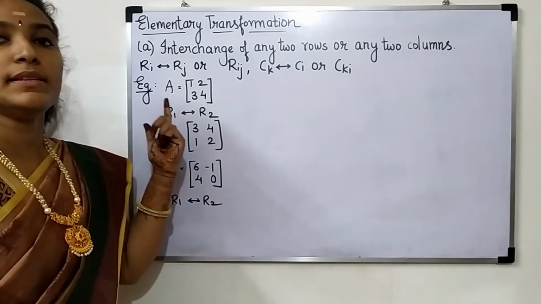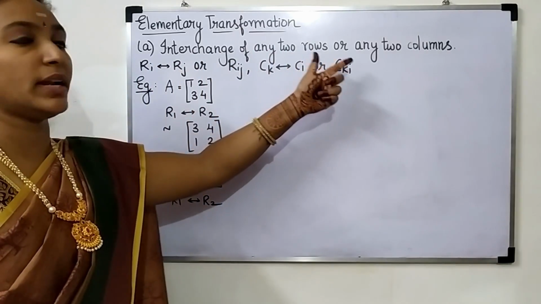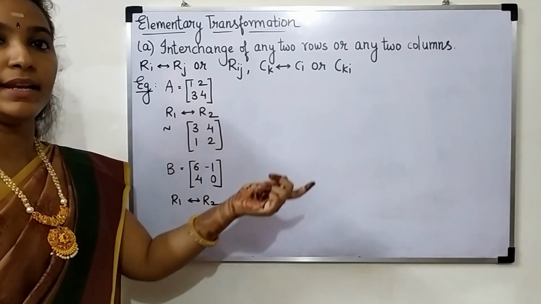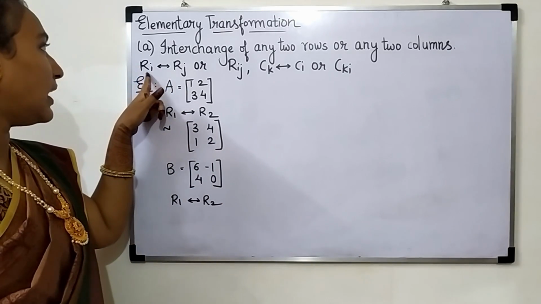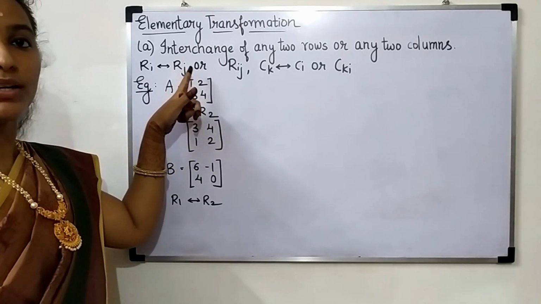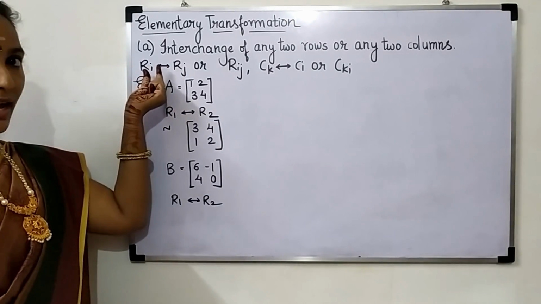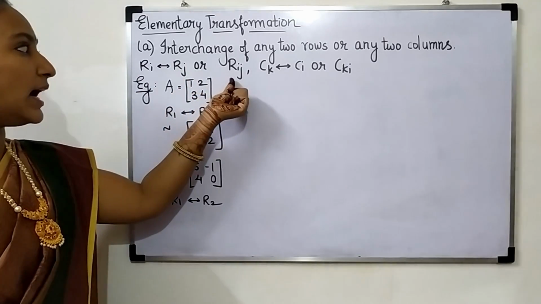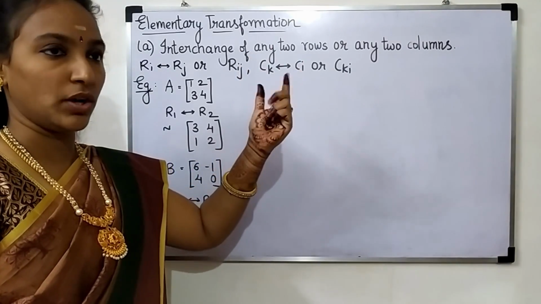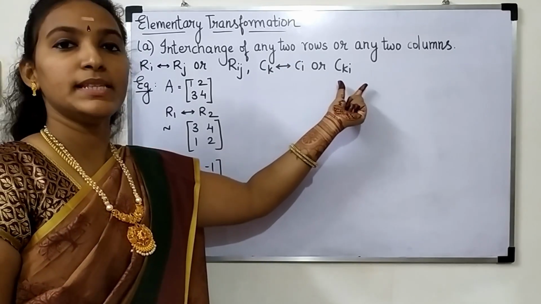Let us start now. This is our first type of transformation, that is interchange of any two rows or any two columns. For example, Ri is interchanged with Rj. I is your row and J is your another row. It is interchange, which is shown by this double-headed arrow, or you can rewrite this as Rij in short form. Similarly, if you interchange two columns, Ck and Ci, the short form is Cki.